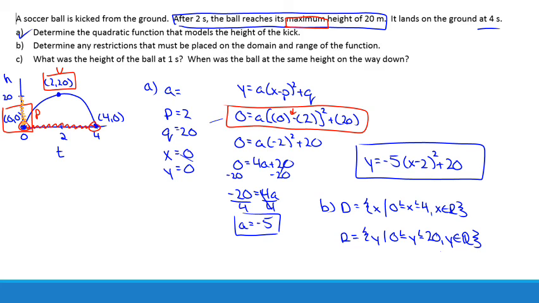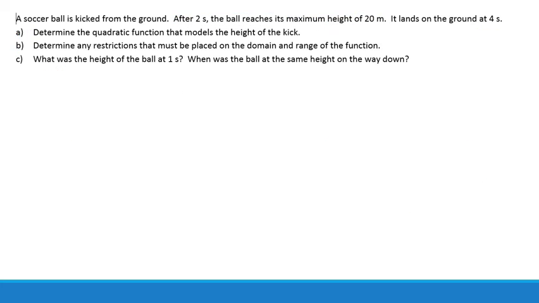Okay, so that's part B of domain and range. C, we start using the function. It's saying, what is the height of the ball at 1 second? And then the second part, when was that ball at the same height on the way down? So C, what was the height of the ball at 1 second?